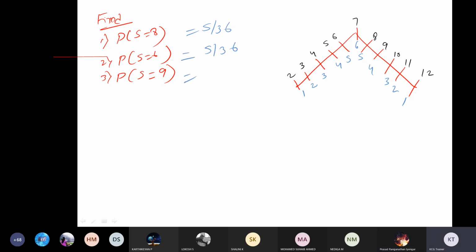Simply write the answer as 5 by 36. What is the number you can see below 6? Again 5, so 5 by 36. Sum equal to 9? 4, sir. 4 by 36. If the question comes sum equal to 11, what is the answer? 2 by 36, sir. That's all done.